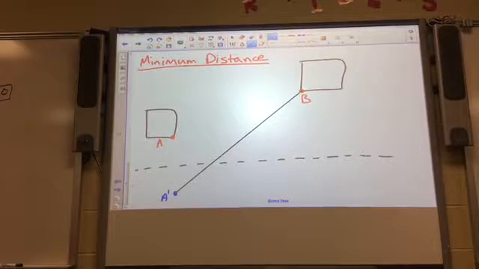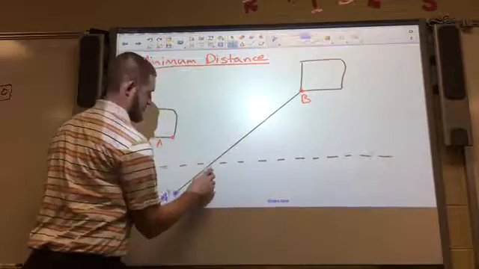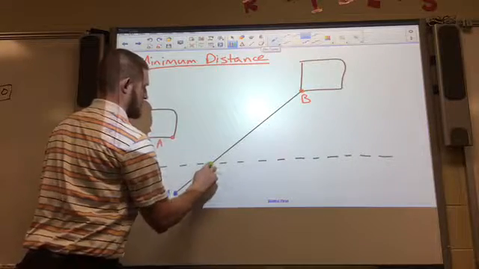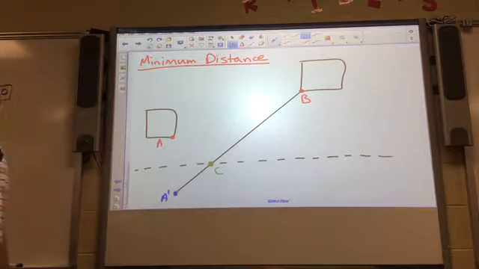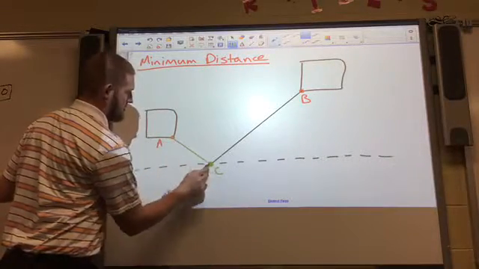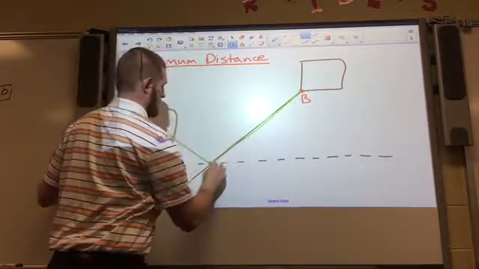Where do you suppose our point C needs to go? Right here where it intersects. Right there, that's going to be point C. So what that actually ends up giving us is the shortest distance from A to C, then C to B.